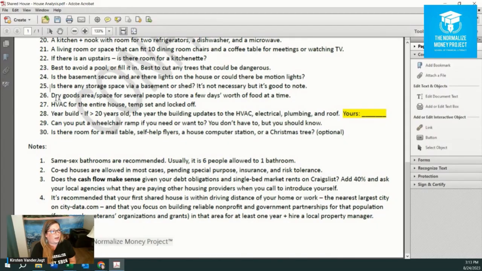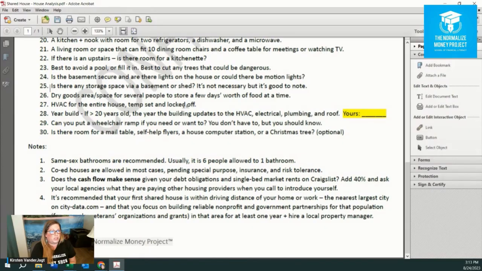So dry goods, number 26. You need a spot, we already talked about this, where they can store their dry goods, enough for a few days worth of food at a time, because of course they go shopping. And we'll also talk about assigning spaces if you want to. A lot of times they can just work it out themselves. Shouldn't be an issue.